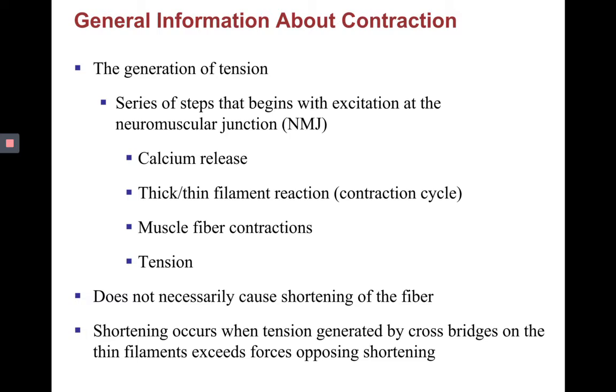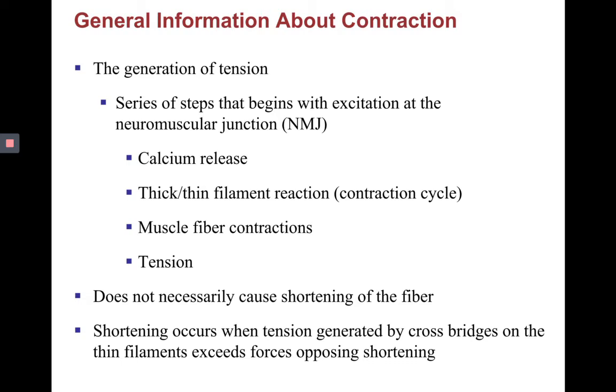There are plenty of steps that generate tension, and then the final step that generates contraction would be the cross-bridge cycle. The series of steps that begins with that excitation of the motor neuron jumping to the sarcolemma is called the neuromuscular junction. It's followed by calcium release from the sarcoplasmic reticulum, which is a part of excitation-contraction coupling. And then, of course, we end with the cross-bridge cycle, a contraction cycle, which is going to be a thin-thick filament reaction.